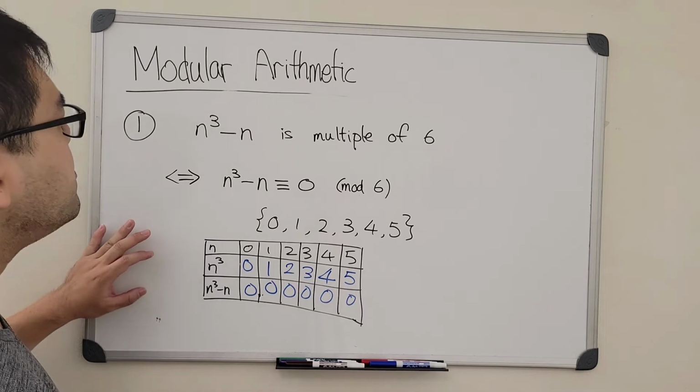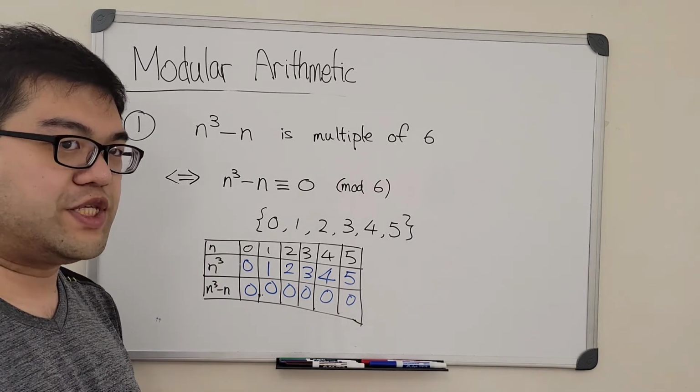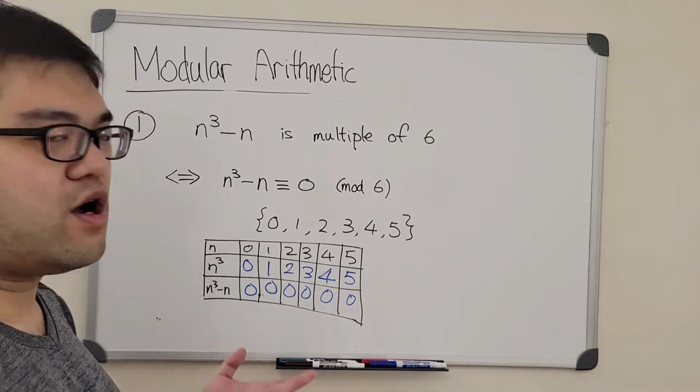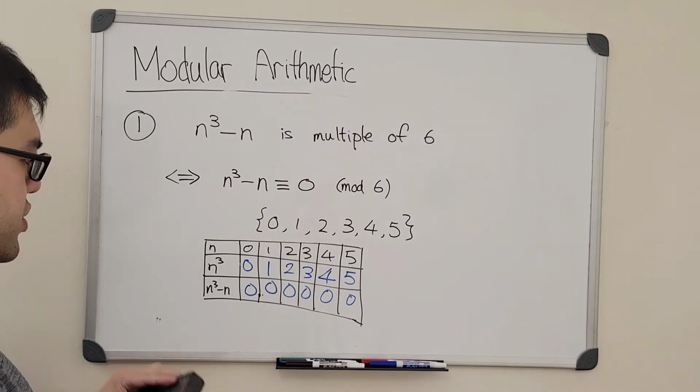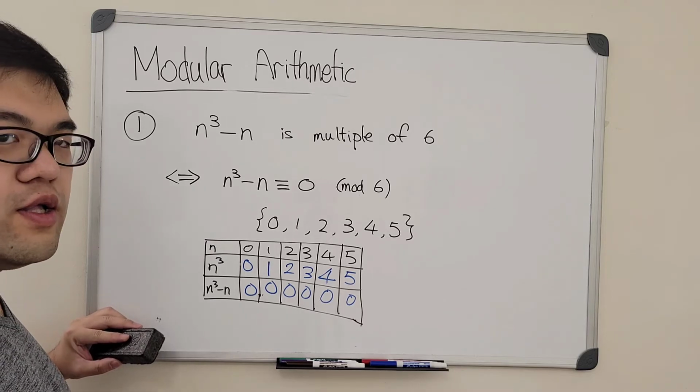And this is how we use modular arithmetic to help us solve a number theory problem in a faster way, instead of listing all the cases out. Pretty cool, huh? So yeah, that's it.